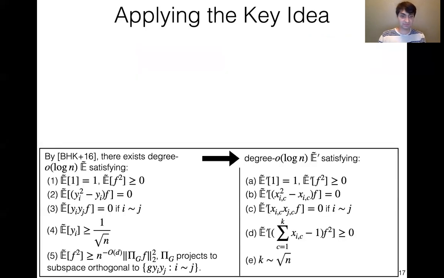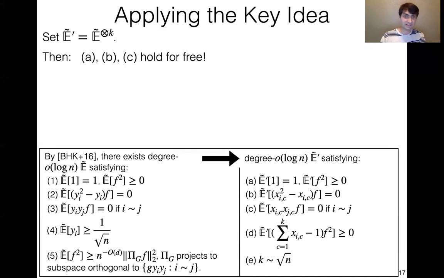Here I put at the bottom the thing we're trying to prove, just for reference. So we're going to instead just set E tilde prime to be this tensor thing. And let's see what happens. First, we should observe that, in fact, properties A, B, and C all hold for free. It's just inherited by the tensor structure. So this checks the first three properties that we want. But we now need to show how to satisfy property D.